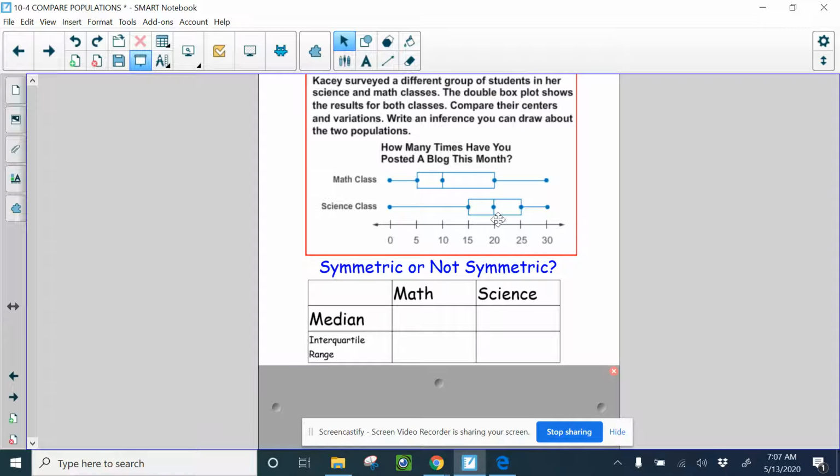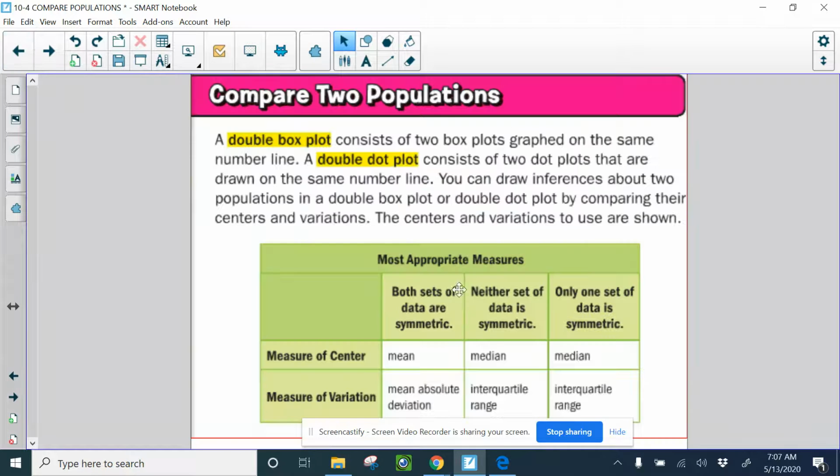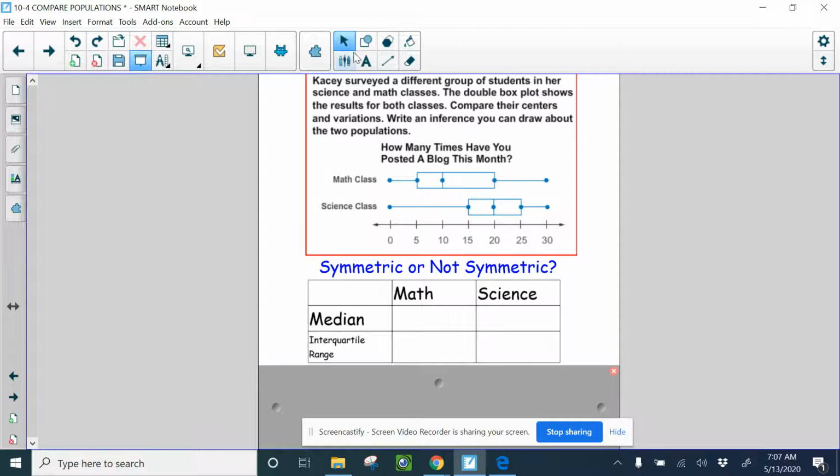If I look at my science class, it looks like my box part is symmetric from the left and the right, but my whiskers are not symmetric. But symmetric means that they're mirror images. So if I look at the median, is the left side exactly like the right side? No, they are not. So going back to my chart, both sets are not symmetric. So if neither set is symmetric, I'm going to look at the median and the interquartile range. And I'm doing that because these were not symmetric.